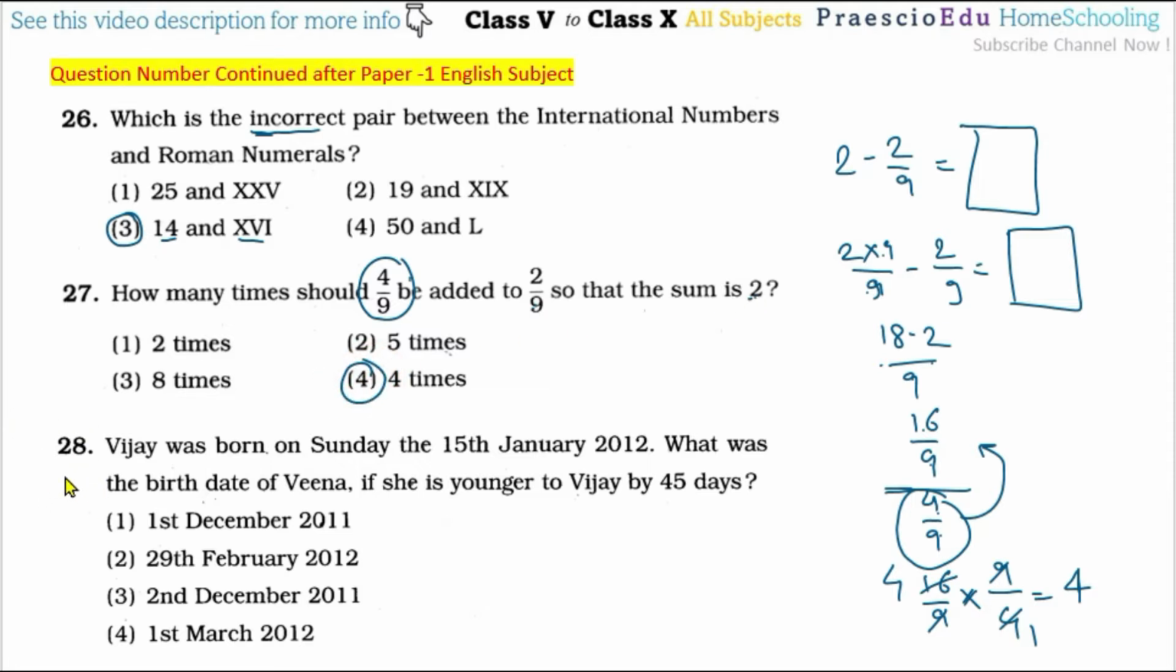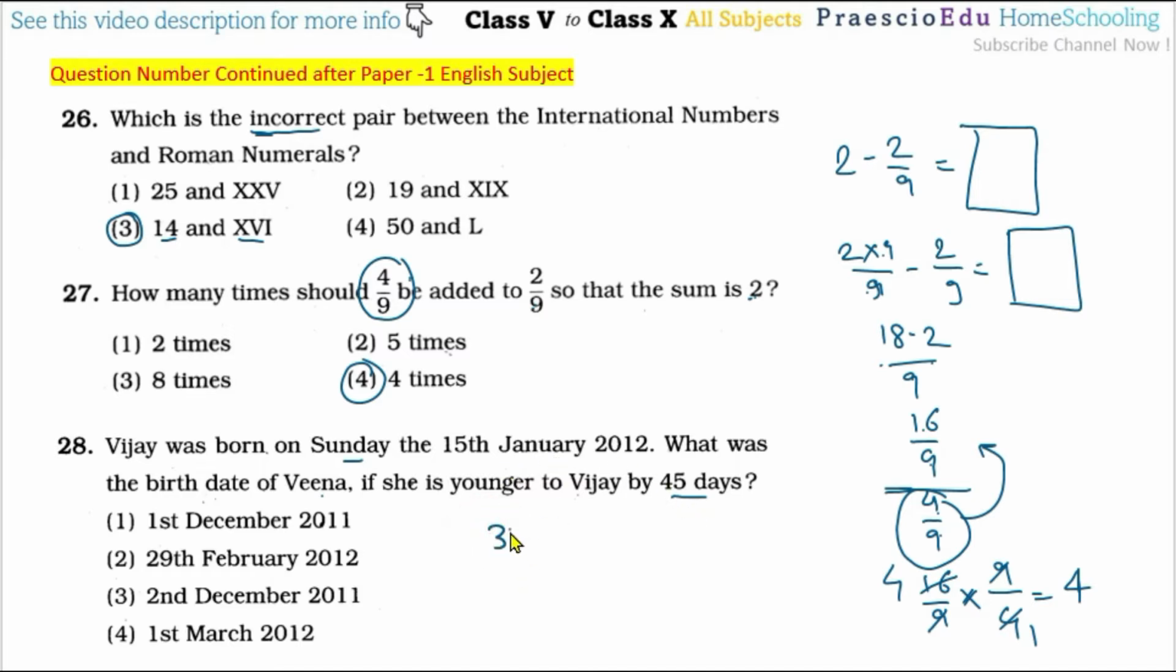Then question number 28. Vijay was born on Sunday, the 15th January 2012. What was the birthday of Veena if she is younger than Vijay by 45 days? Now younger means Veena's birthday is later on. So we have to go forward 45 days from this date.